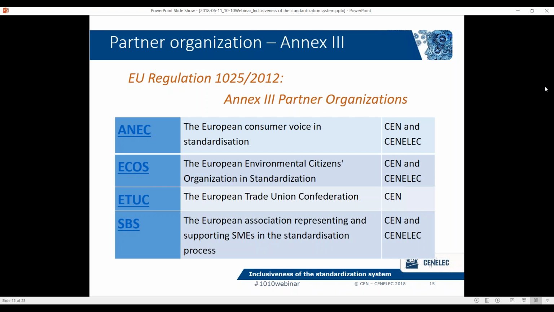They all offer the expertise needed for better standards and bring balance to a standardization system which they legitimize through their participation and contributions. ANEC and ECOS actively participate each in about 70 CEN and/or CENELEC TCs. ETUC participates in about 10 CEN TCs. The fourth Annex 3 organization is SBS, which represents SMEs in about 50 CENELEC and/or CEN technical committees.